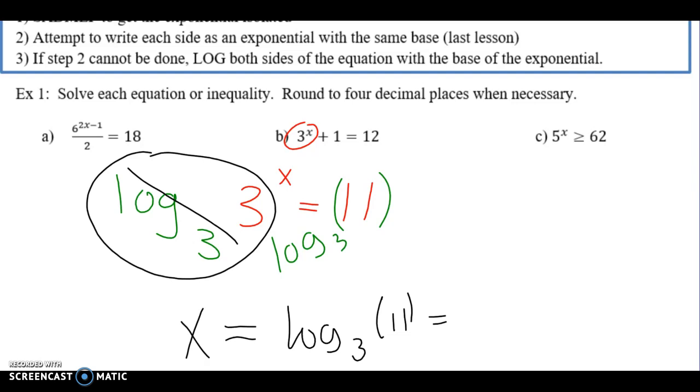Now the directions say round to 4 decimal places. So math alpha math, type in log base 3 of 11. And I got, tell me if you get the same thing, 2.1827. Yes. Anyone need help putting in your calculator?